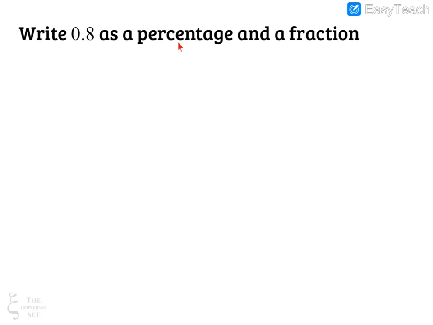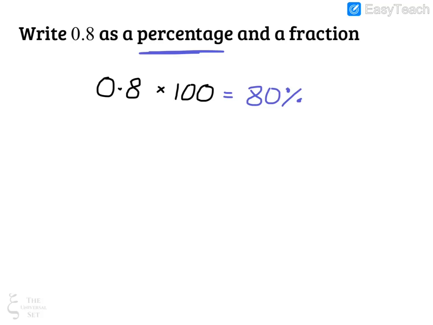0.8 as a percentage and a fraction. So let's start just by writing what we've got. What we've got is 0.8. And this time I'm going to go for percentage first. If I'm changing 0.8 into a percentage, we're going to have to multiply by 100. And when I multiply by 100, the answer we're going to get is 80%. So there's my percentage sorted.